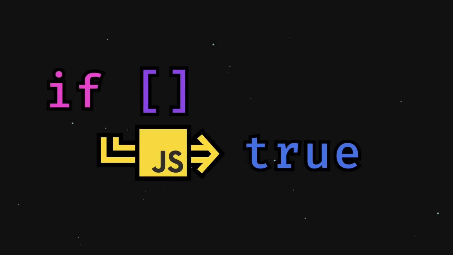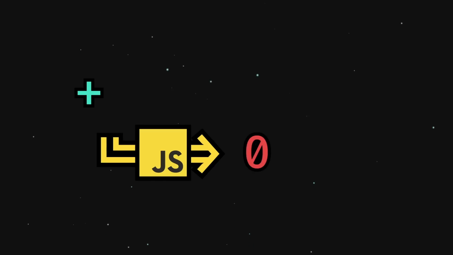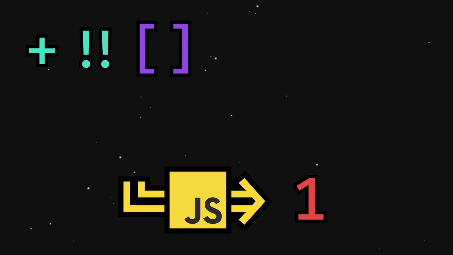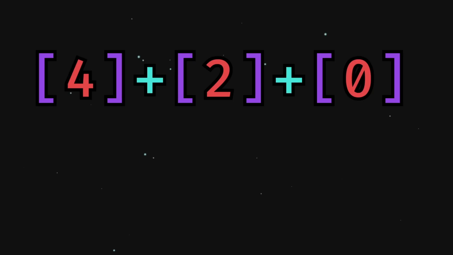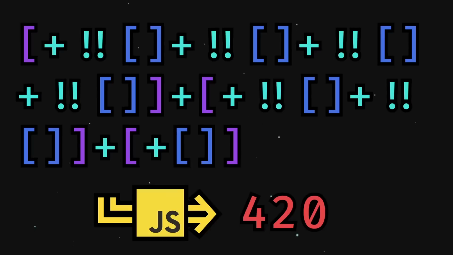Since arrays are truthy, we can get true and false values like this. Zero can be obtained by applying a unary plus to an empty array, and one can be obtained from a true value. By chaining this one expression multiple times, you can obtain any digit you want. If you put a number in an array and add to that other arrays containing other numbers, you get a string of digits. Applying a unary plus to this lets you get any integer necessary with a reasonably little amount of code.